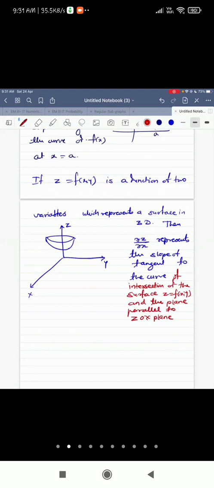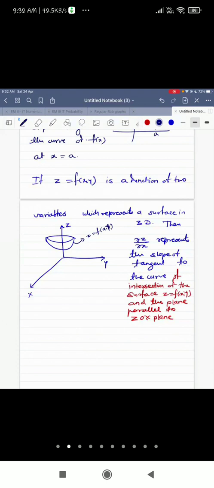See what it is. ∂z/∂x. First of all, this surface represents z equal to f(x, y). Now ∂z/∂x is the slope of the tangent to the curve. Now from where do we get that curve? It is the curve of intersection of this surface with a plane. Now, how can you visualize the intersection of a surface with a plane? The simple technique is, you just imagine that you have a lemon with you and you are cutting it with a knife.